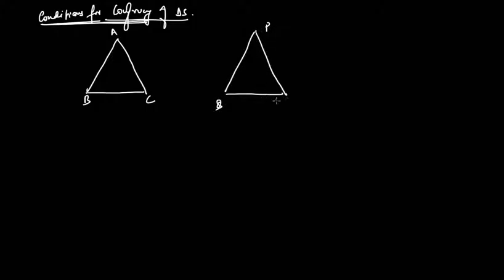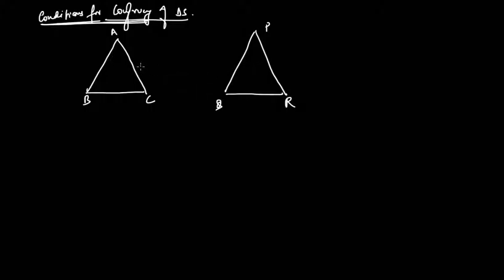We know that two figures are said to be congruent when they have exactly the same shape as well as size. Now let us be a bit more specific and focus our attention completely on triangles. I have two triangles, ABC and another triangle, say PQR.